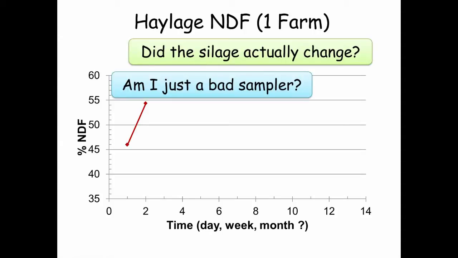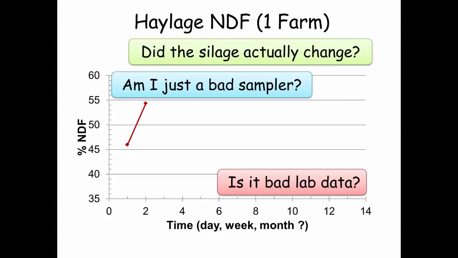It could be you just are a bad sampler, and I don't mean you as an individual, but in general, we just have a bad sample, and what you're looking at here might be just sampling error. You don't know. The third possibility is the lab made a mistake. And again, you have no idea which of these three is the reason. It's most likely all three of them combined. But the point is, you can't just assume when you get a new number that it's a real change. If it's sampling error or lab error, that doesn't mean the silage changed. So don't think it's just silage composition.